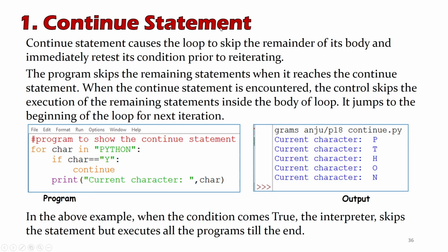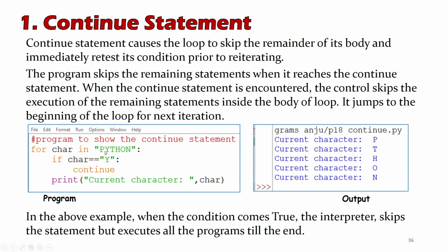First is the continue statement. The continue statement causes the loop to skip the remainder of its body and immediately retest its condition prior to reiterating. Just as we learned in our previous slide, the program skips the remaining statements when it reaches the continue statement. When the continue statement is encountered, the execution of the remaining statements inside the body of the loop is skipped. It jumps to the beginning of the loop for the next iteration.